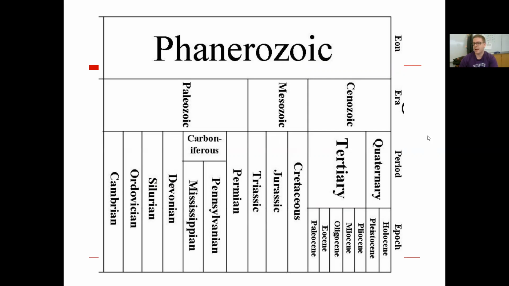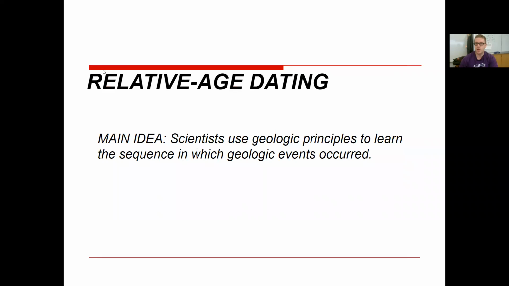If not, check back in our next video where we're going to start talking about relative age dating and how scientists use certain principles that we're going to talk about to figure out how old different rock layers are in relation to one another, just so they can better understand when different geological events have occurred in the past and the correct sequence in which they occurred.